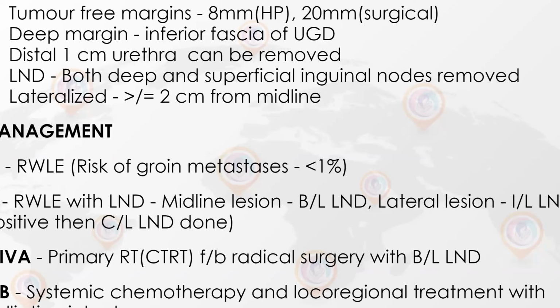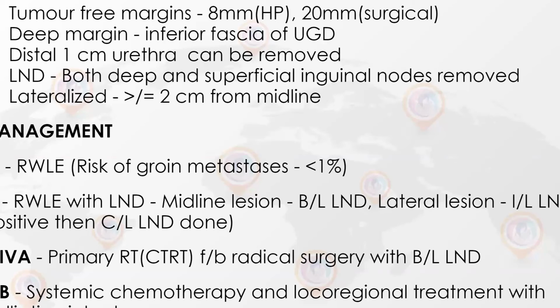Now coming to the management of carcinoma vulva. So in 1A, you need to do only radical wide local excision, because here the risk of groin node metastasis is less than 1%. So no need to go and do an inguinal nodal dissection. In 1B, you have to do radical wide local excision along with lymph node dissection. So if it is a midline lesion, you have to go for a bilateral lymph node dissection. However, if it is a lateral lesion that is more than or equal to 2 centimeter from the midline, you need to do an ipsilateral lymph node dissection only.